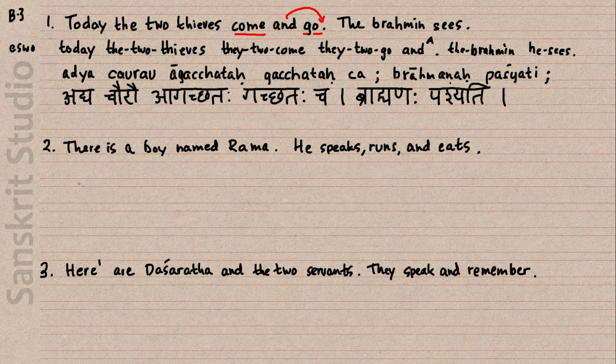Okay. Number 2, there is a boy named Rama. And we do our eswo here. And this is typical starting off with an existential announcement here. There is, once upon a time there was. It's a storytelling device here.